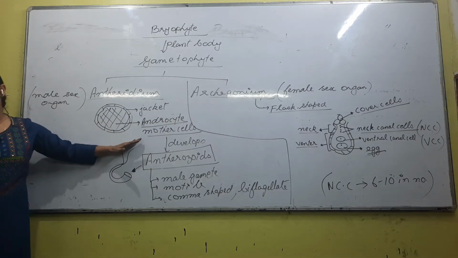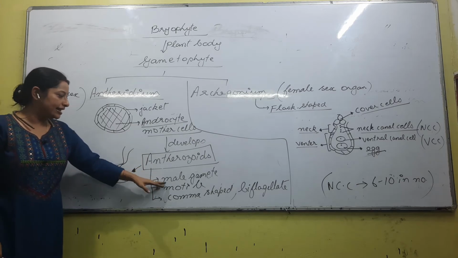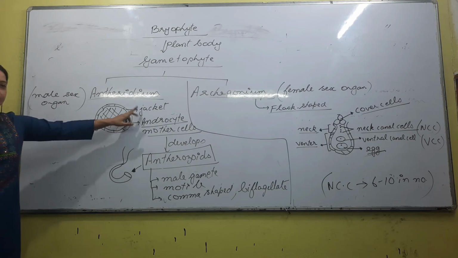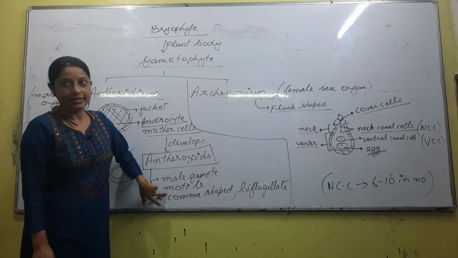So if there is a question here, then each and everything would be N. Anterozoid, male gamete, everything would be N. First is the ploidy. Second, jacket present or absent, it is present. Third is motile or non-motile, obviously motile, right?